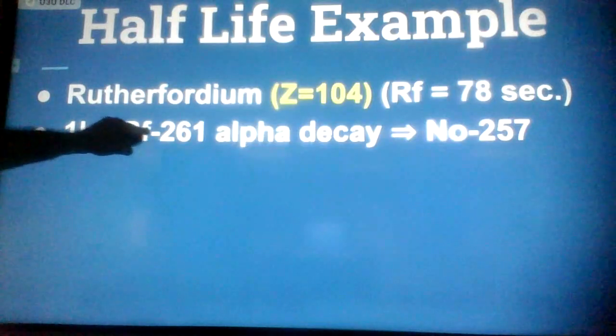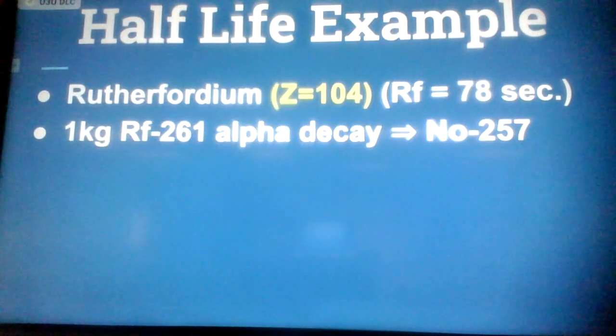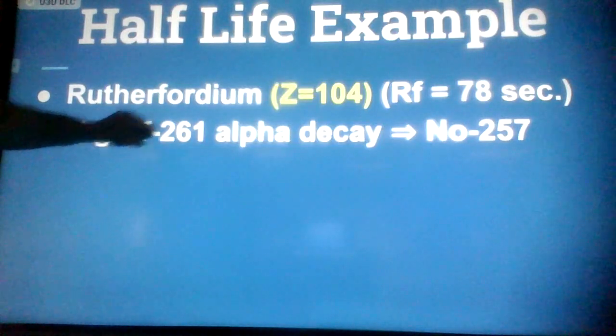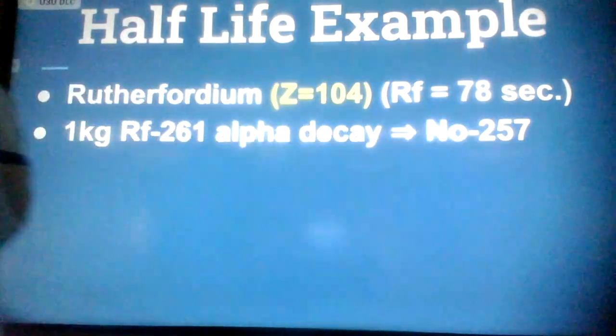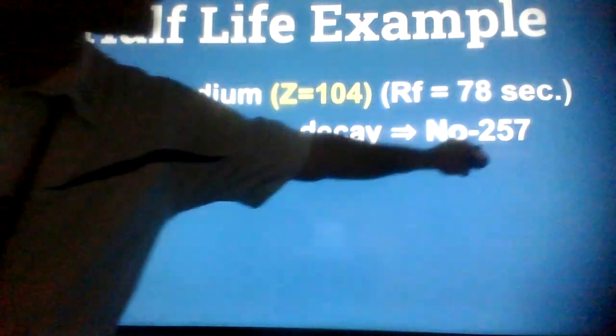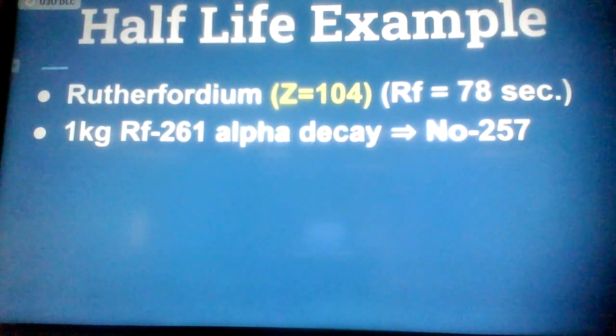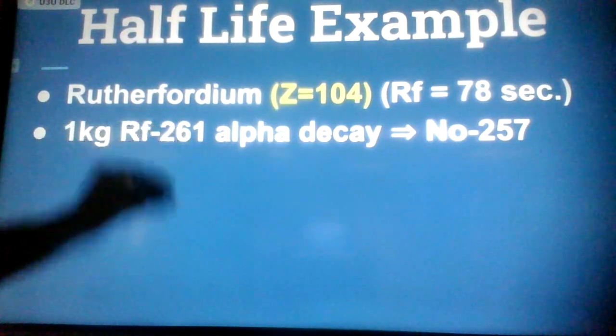Remember, protons plus neutrons. Going through alpha decay, we know what we're going to end up with. Rutherfordium, 104, minus 2 protons, 102, is nobelium. But remember, 4 total mass units, so 261 becomes 257. Don't worry about what the chart says about nobelium because we started with 261 and subtract 4.